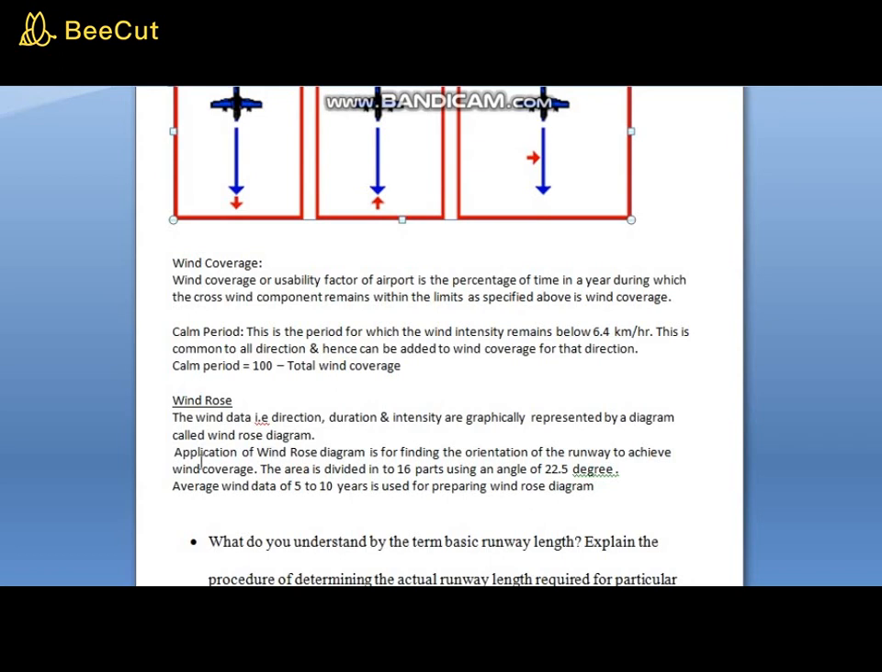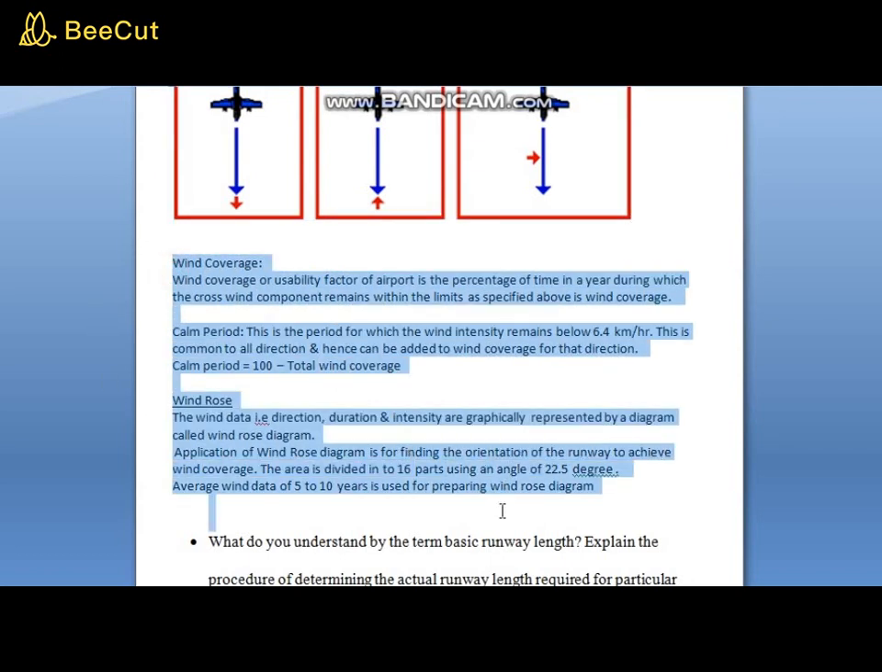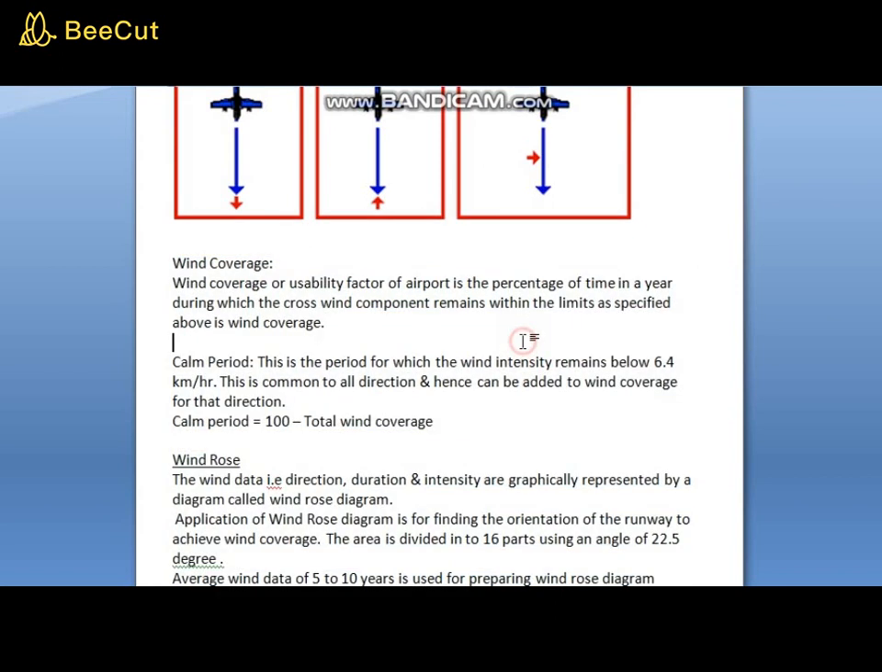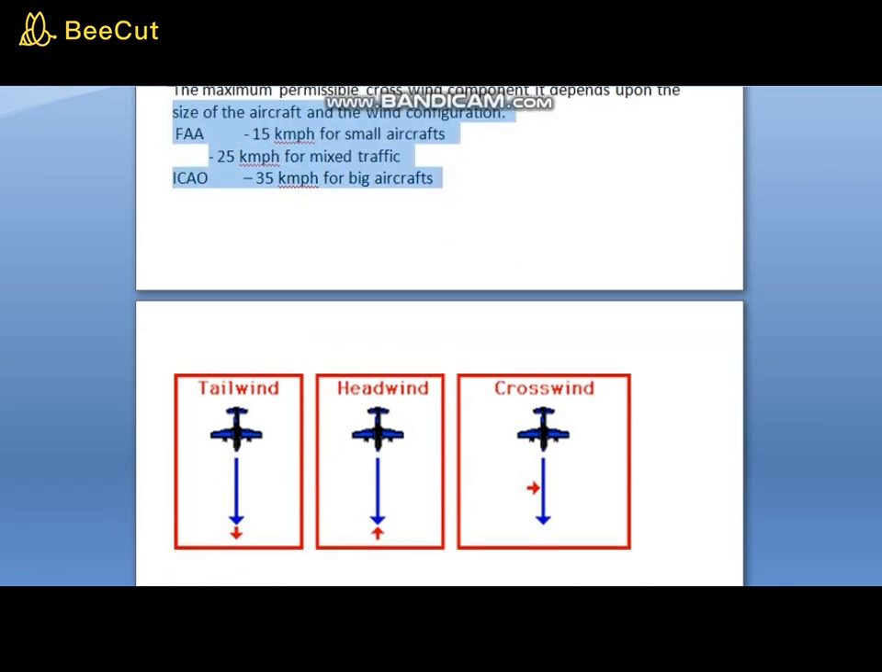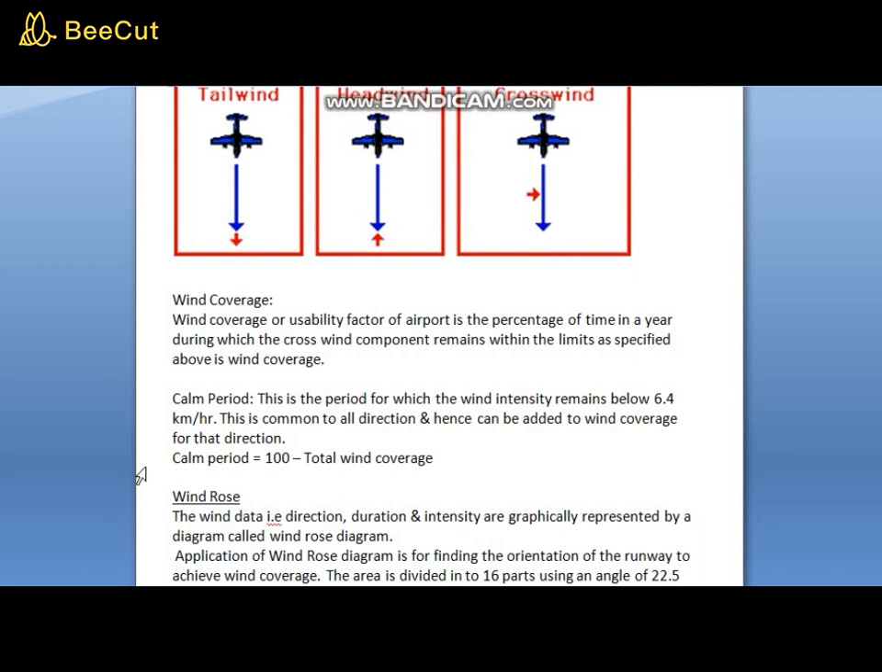Wind coverage. Wind coverage or visibility factor of an airport is the percentage of time in a year during which the crosswind components remain within the specified limit. Above this value is wind coverage. If the wind is below this, then it is wind coverage.